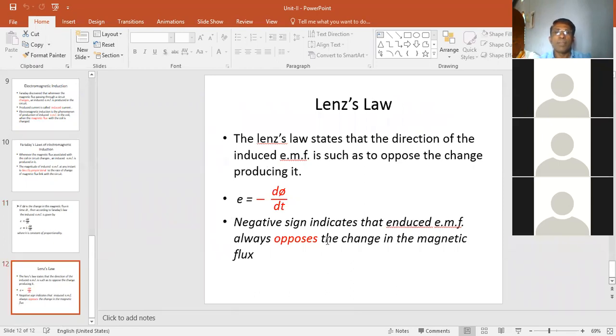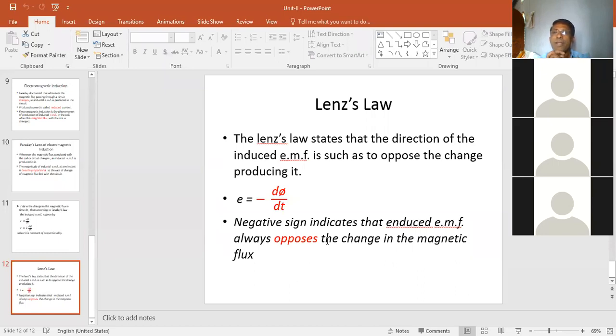What is Lenz's law? Lenz's law states that the direction of induced EMF is such that it opposes the change of flux producing it. It gives the direction of the induced EMF. According to Lenz's law, the direction of induced EMF is such that it opposes the change of its cause. So you can say that E is equal to minus d phi by dt.